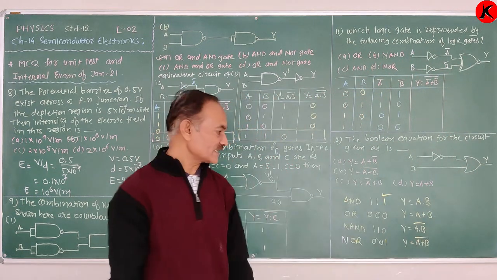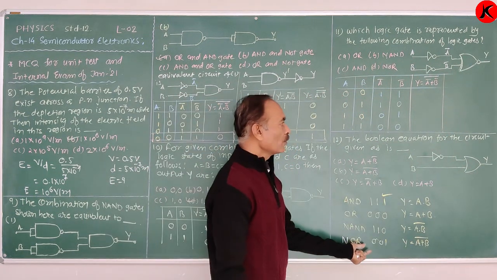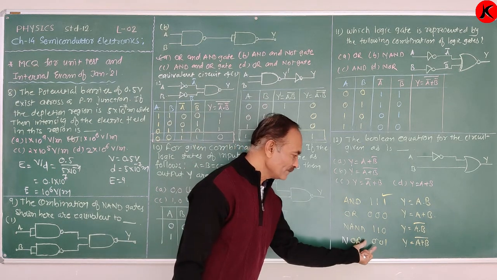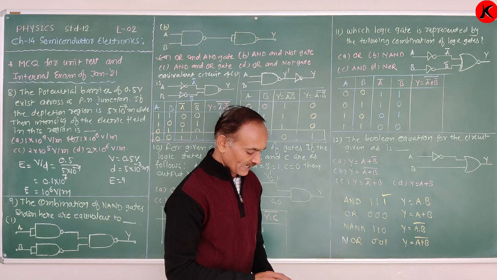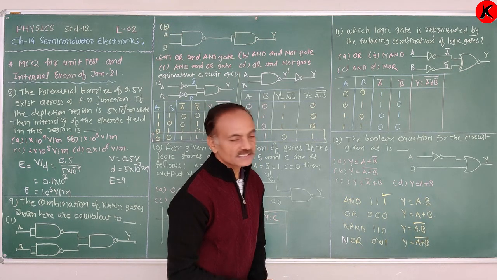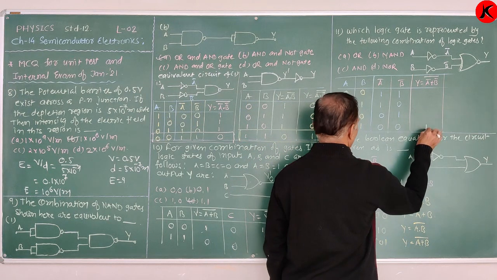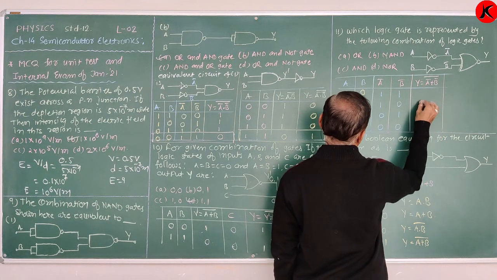What is the characteristic of the NOR gate? If both inputs are 0, the output is 1, otherwise 0. Both inputs are 0 here, therefore 1. Now 0.